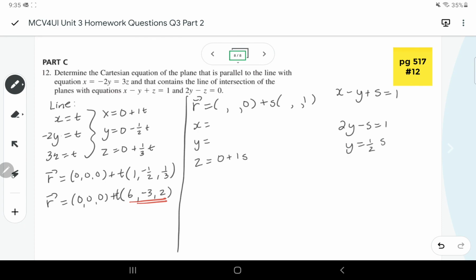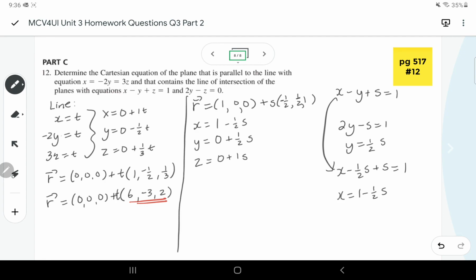y equals 1/2 s. So y is going to be 0 plus 1/2 s. And then if I plug that in and solve for x in the other one, I'd have x minus 1/2 s plus s, kind of coming down from there, equals 1. So x equals 1 minus 1/2 s. So this point would be 1, 0, 0, and the components here would be -1/2 and 1/2.